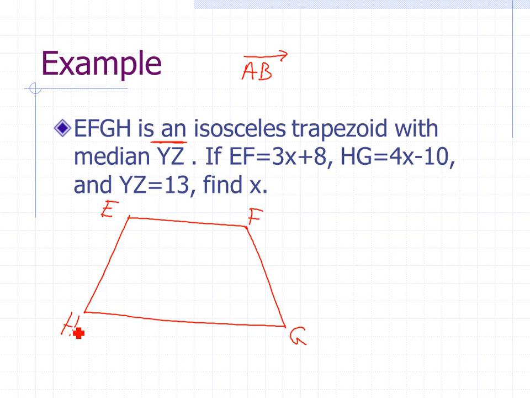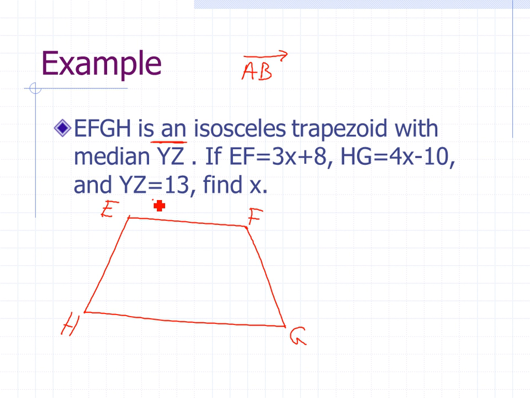Tell us EF is... I drew that wrong. Isosceles trapezoid with median YZ, EF. How could I have drawn that wrong? We might need to know what the G and H are. Maybe I started in the wrong spot.